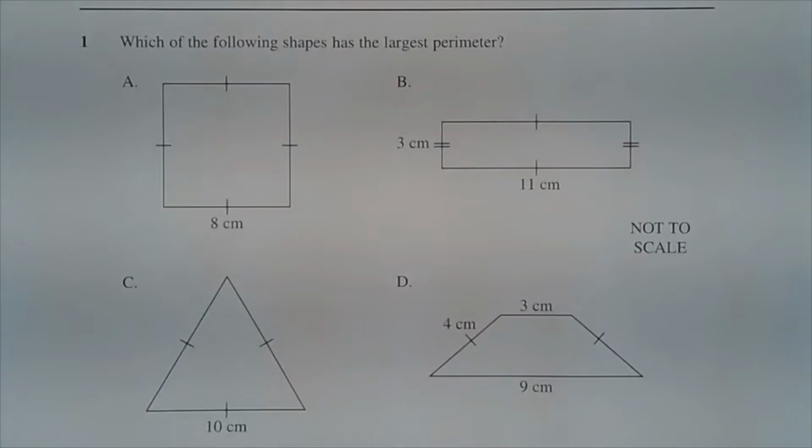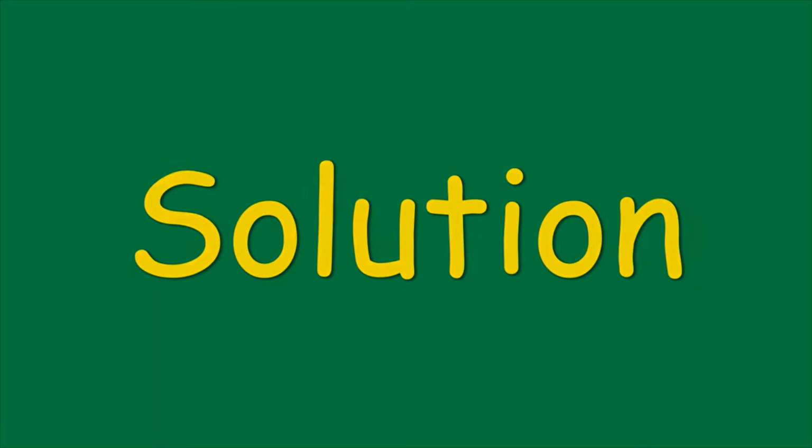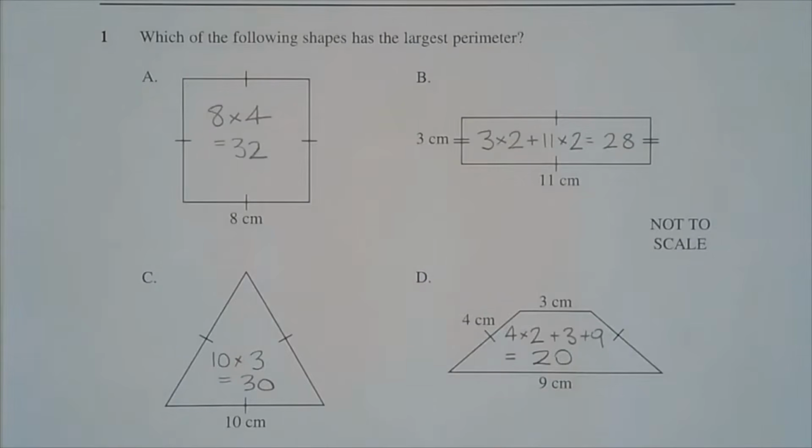Question 1. Which of the following shapes has the largest perimeter? The perimeter is the total distance around a shape. Let's consider each of the options in turn. So option A is a square.